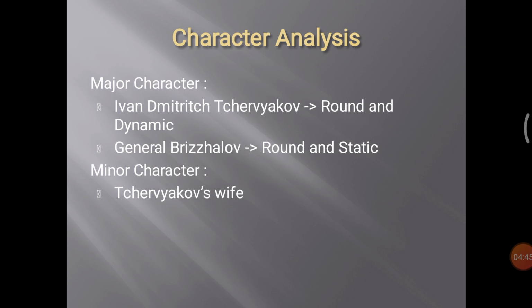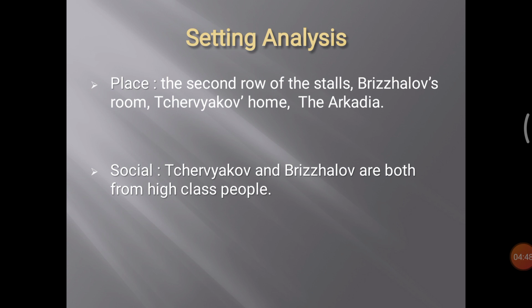And then after that we move to setting analysis. In setting analysis we have place and social setting. So in the place, there are some places mentioned in the story, such as the second row of the stalls, and then Brizhalov's room, and then Chervyakov's home, and the last is the Arcadia.